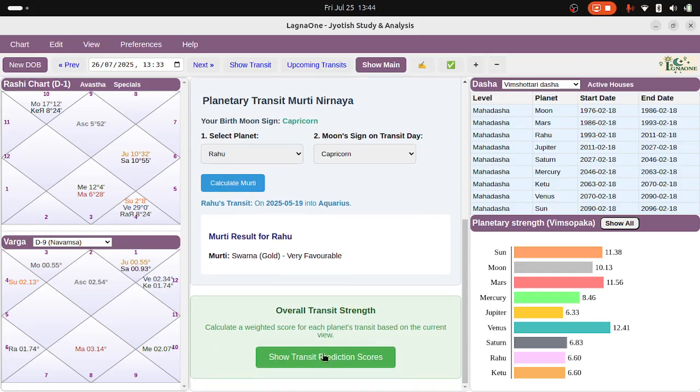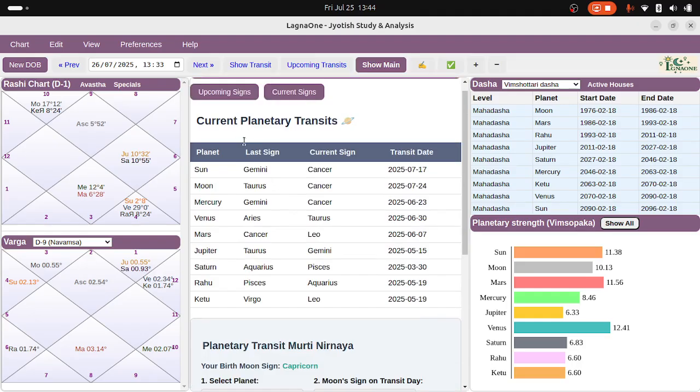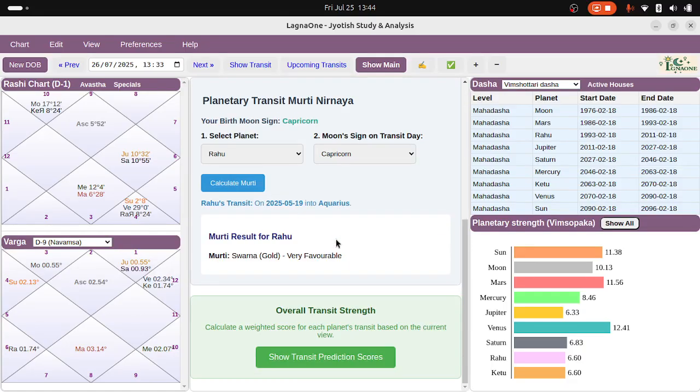This is what I wanted to show you. This is the third feature, the predictive feature, the accurate prediction. So show transit prediction scores. This will show the favorability scores, how favorable or unfavorable a planet is in transit for this person. In this case, it is going to show the current signs, because that's what I've chosen here.